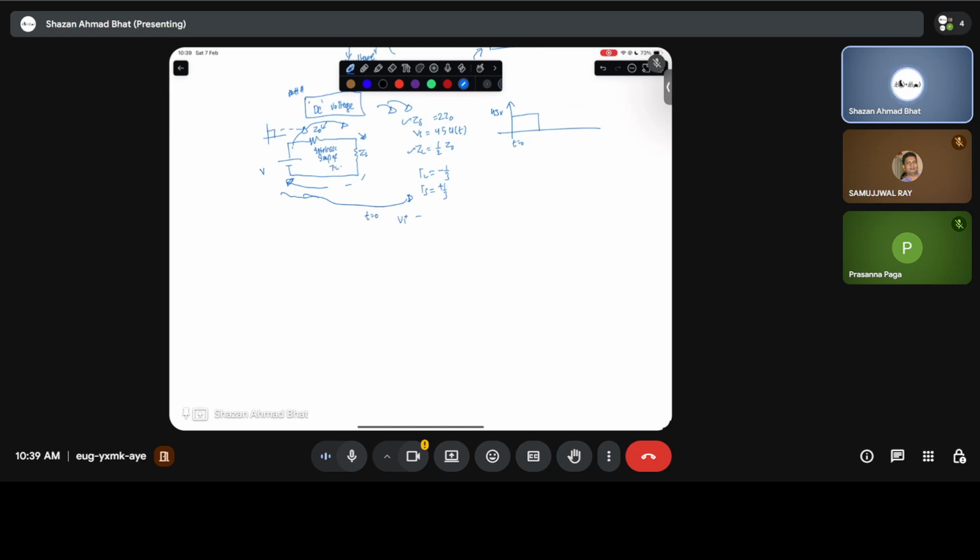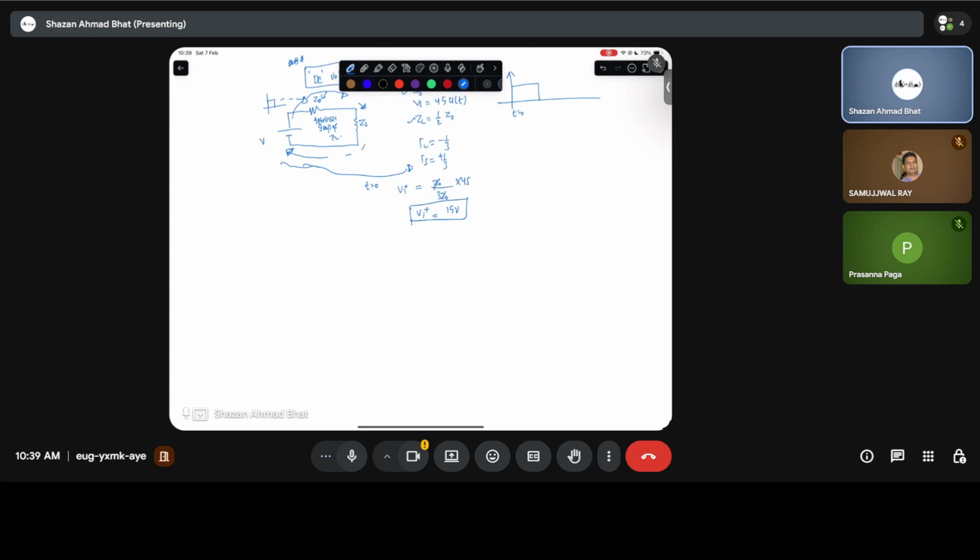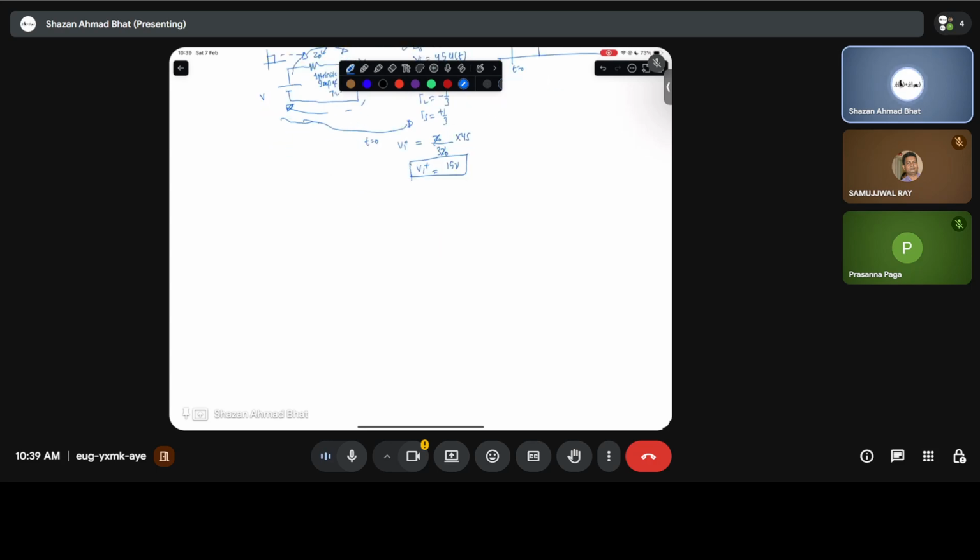It's basically a voltage divider network, so there are two resistors in series and the voltage will be divided. So it will be Z0 divided by 3 Z0, times 45 volts, which is basically the initial voltage. So it'll be 45 by 3, that is 15 volts. So this is V1 plus. Okay. So now what is basically going to happen?